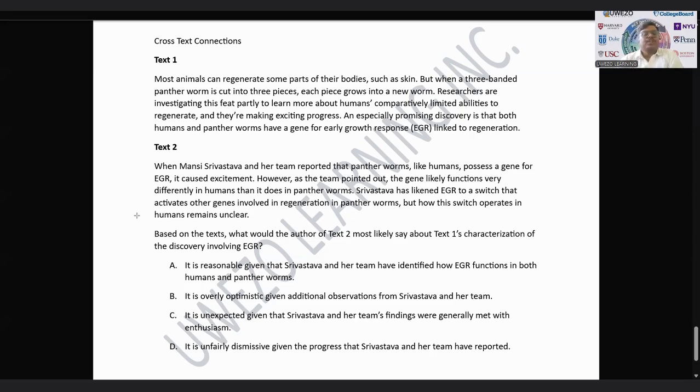The question says, based on the texts, what would the author of text 2 most likely say about text 1's characterization of the discovery involving EGR? Remember, you always have to make sure you understand the question completely before you jump to the passage or the answer choices. So here the question is asking what the author of text 2 would most likely say about text 1's characterization of the discovery involving EGR. Remember, the reference comes from text 1 here and the answer should come from text 2.